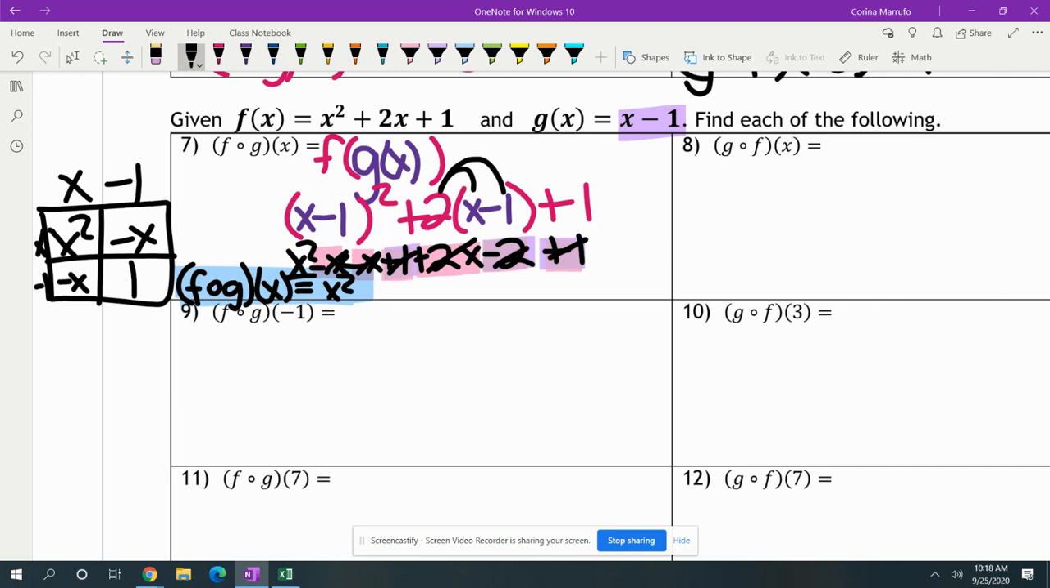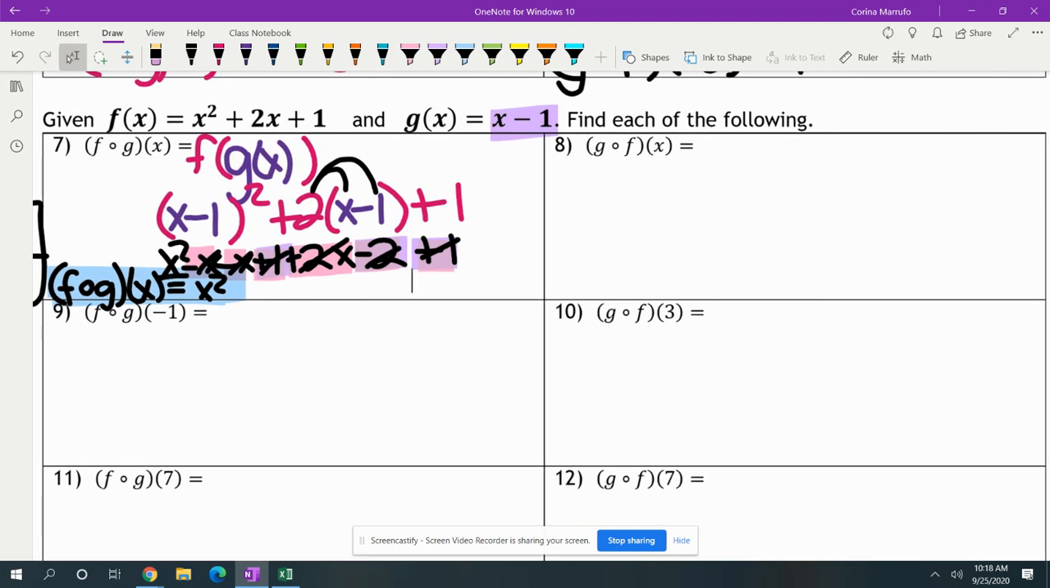All right, the next one, g composite f of x. So this time we're taking our g function and we are plugging in our f function, and they do want us to leave it in terms of x. So let's start off with the g function. My g function is x minus 1, so it's going to be blank minus 1. And then in that blank, we're going to plug in our f function. Oh, I didn't leave enough space. Whoops.